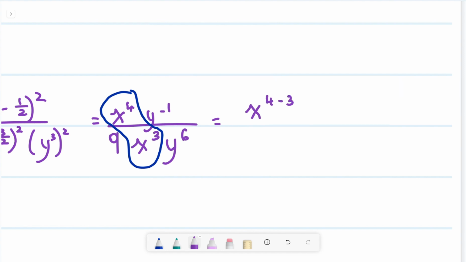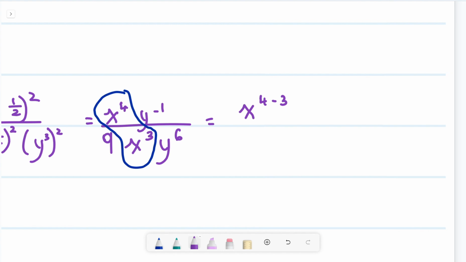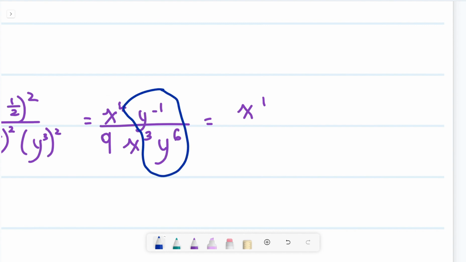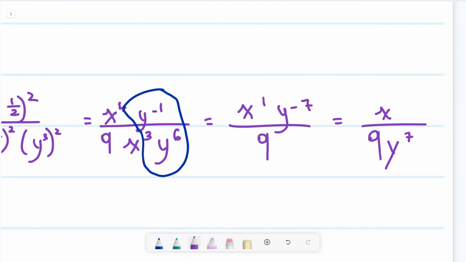I subtract the exponents because we have a division here. 4 minus 3 is 1. Now for the y, I can write this as y to the power of negative 1 minus 6, which is negative 7. And I keep the 9 in the denominator. Now I can rewrite this as x divided by 9y to the power of 7, and this is our answer.